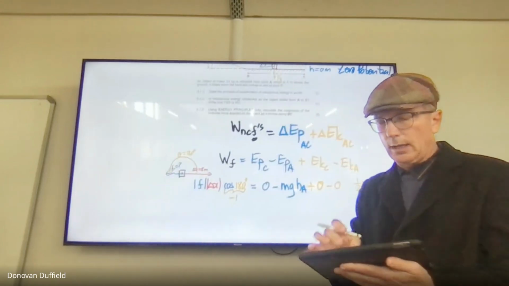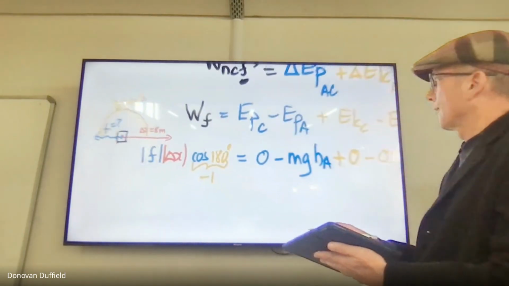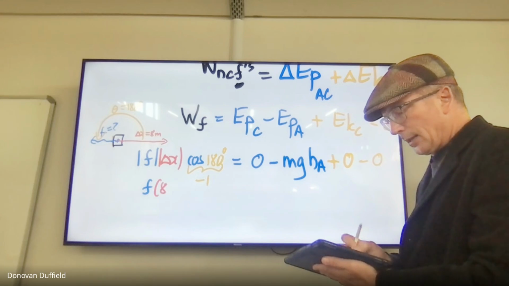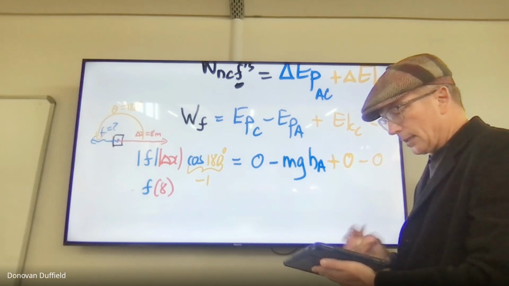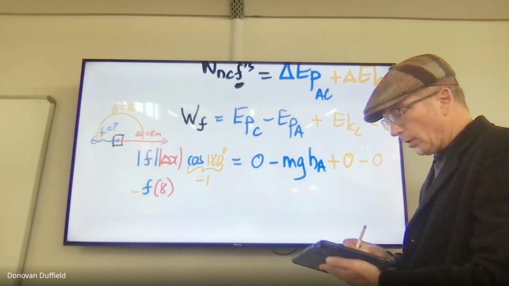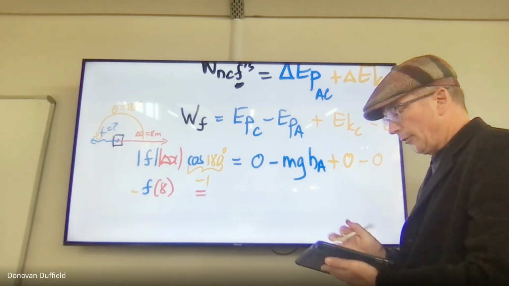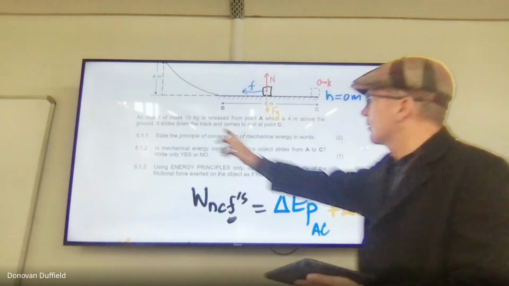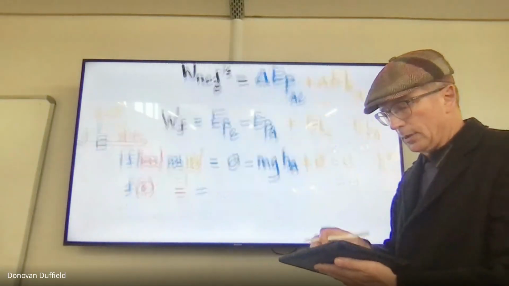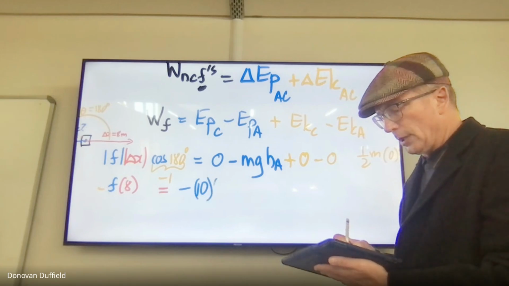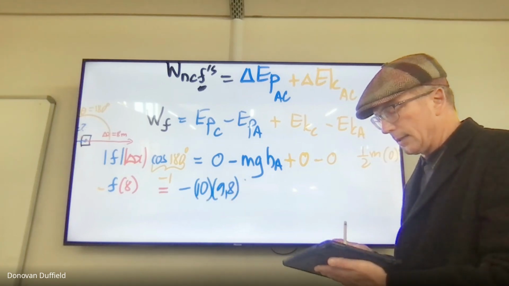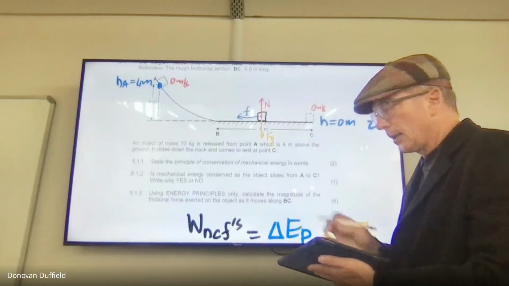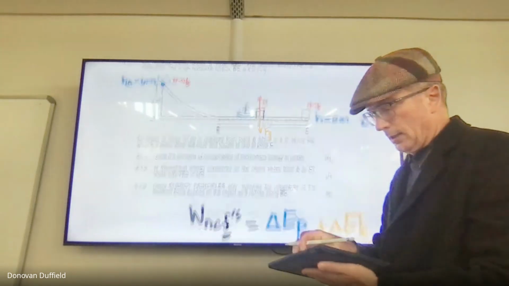It's all in there. So now we can say, okay, so the friction is F, delta X is 8, cos 180 makes this negative, equals negative mass. What did we say the mass was? The mass was 10 kilograms. 10 kilograms times G, which is 9,8. The height at A was, I think it was 4 meters. The height at A was 4 meters. All right.